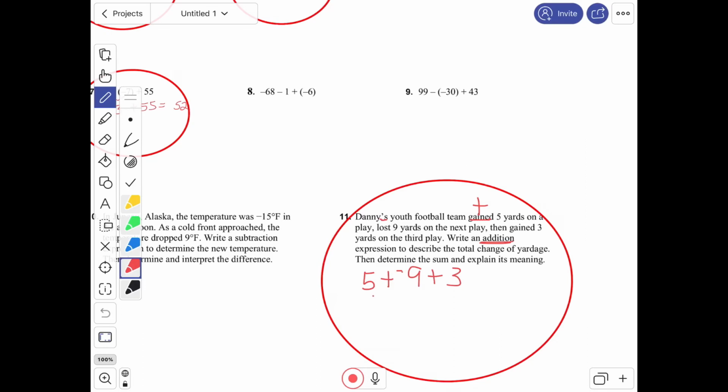Then gained another 3, and then we're supposed to find the total. So remember, take it 2 at a time. 5 plus negative 9 makes negative 4 plus positive 3. Negative 4 plus positive 3 would equal negative 1, because we take the sign of the larger. And then it said to explain its meaning. So negative 1 means that they have a total loss of 1 yard.